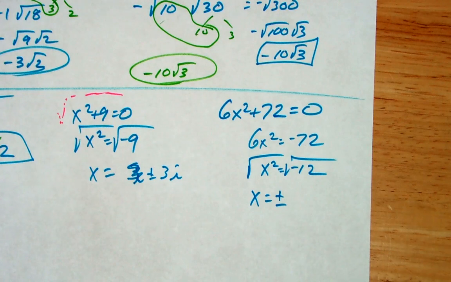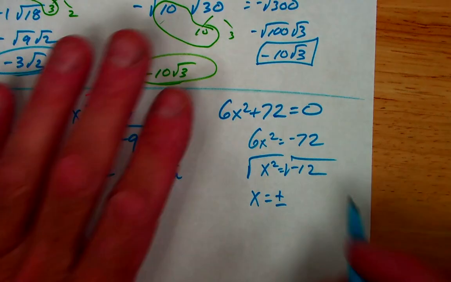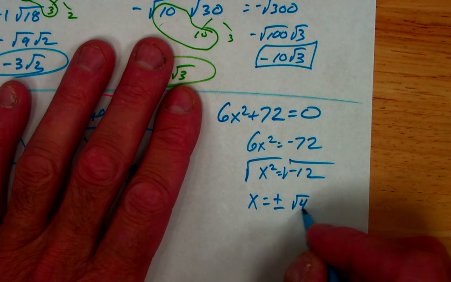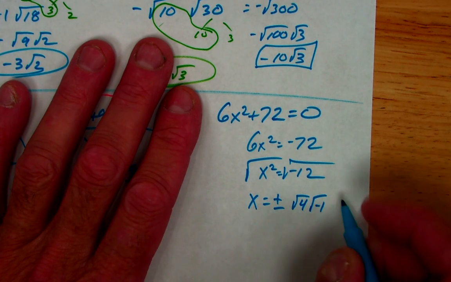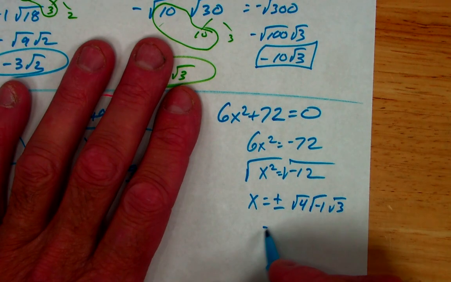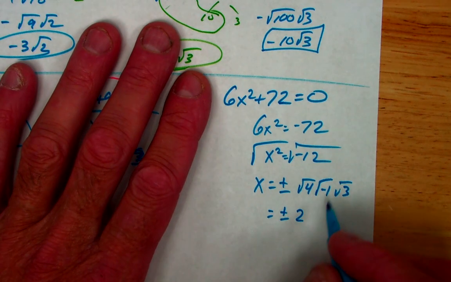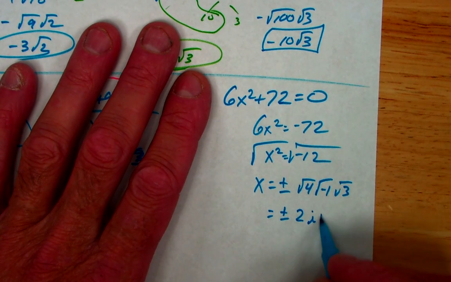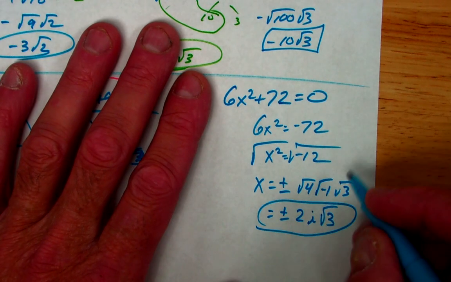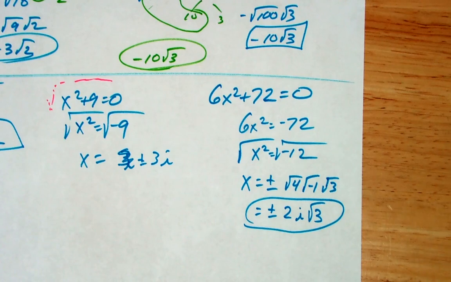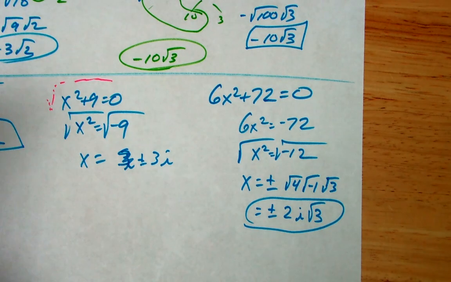And then we can simplify the square root of negative 12. So how does 12 break down? We're going to have a 4. We're going to have a negative 1 and a 3. Plus or minus what? Negative 2. 2i square root of 3. Okay. So the big thing there is isolating the x squared, and then you need the plus or minus. The rest is simplifying.